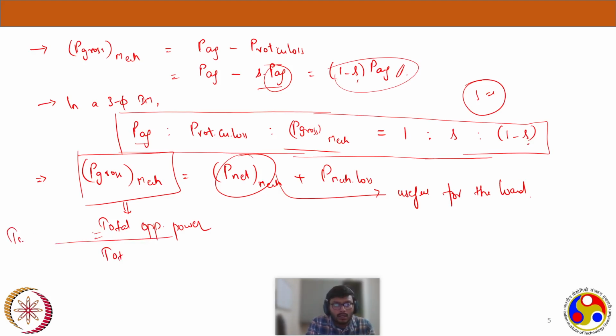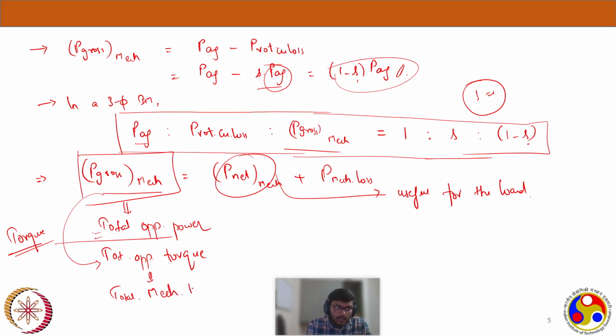Now from this total opposing power, if I want to calculate the total opposing torque, we have come to the torque discussion. Total opposing torque is what we call the mechanical gross torque, corresponding to the gross mechanical power. The same torque we will call the total mechanical torque, or just the gross mechanical torque.